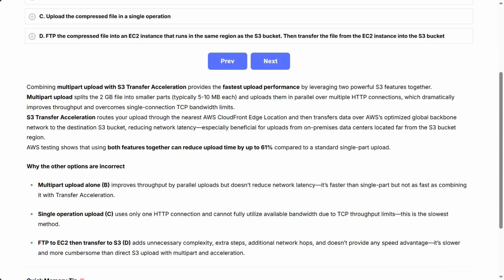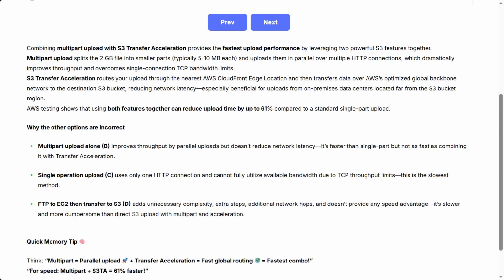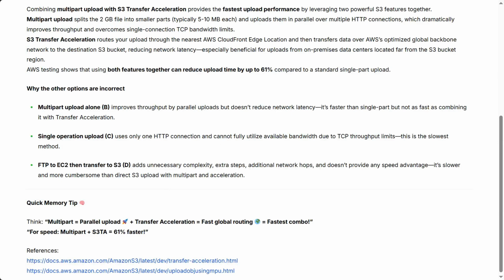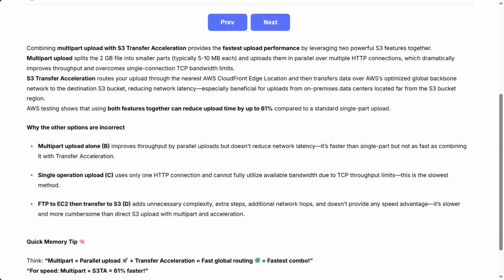Combining multi-part upload with S3 transfer acceleration provides the fastest upload performance by leveraging two powerful S3 features together. Multi-part upload splits the 2 gigabytes file into smaller parts, typically 5 to 10 megabytes each, and uploads them in parallel over multiple HTTP connections, which dramatically improves throughput and overcomes single connection TCP bandwidth limits.